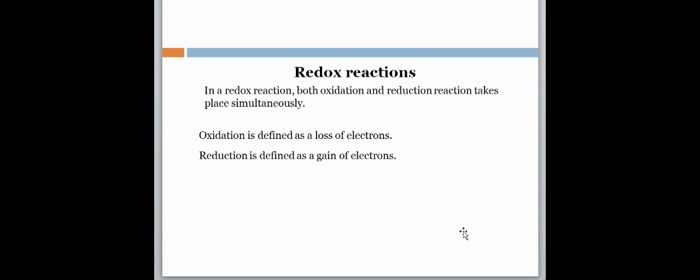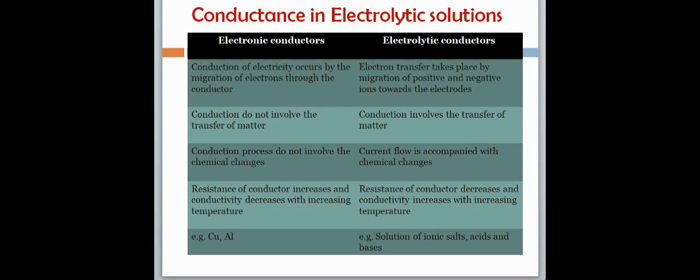Now, what are redox reactions? Redox reactions are a combination of oxidation and reduction reactions taking place simultaneously. Remember, we did this chapter in detail in 11th standard. Oxidation is loss of electrons, and reduction is gain of electrons. You must have noticed, my dear students, for electric current to be generated, there should be flow of electrons. That is the principle behind chemical energy getting converted to electrical energy and electrical energy getting converted to chemical energy. Let's take a look at how that conductance takes place.